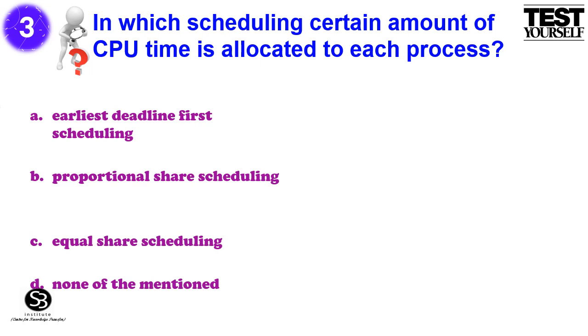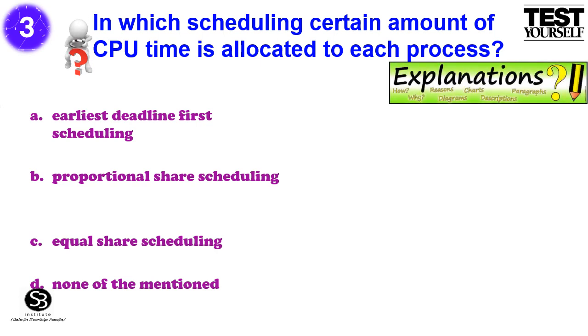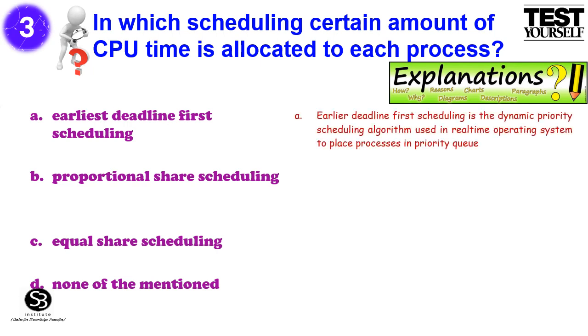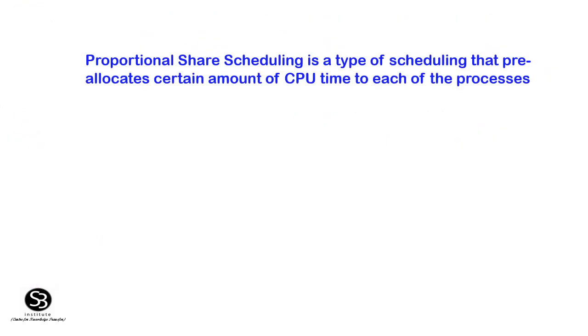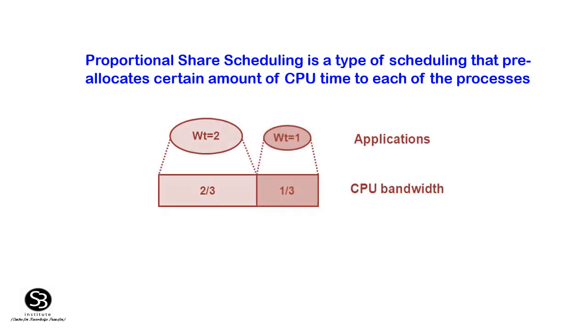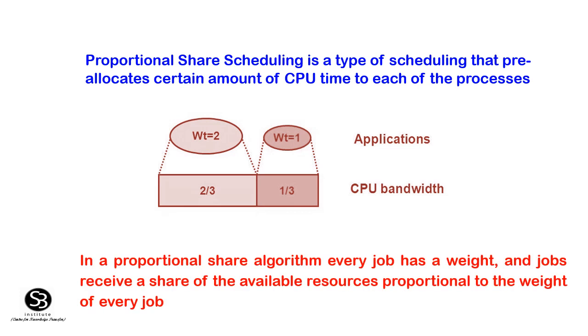Here are the explanations. Option A, earliest deadline first scheduling. Earliest deadline first scheduling is a dynamic priority scheduling algorithm used in real-time operating systems to place processes in a priority queue. Option B, proportional share scheduling. Proportional share scheduling is a type of scheduling that pre-allocates a certain amount of CPU time to each of the processes. In a proportional share algorithm, every job has a weight and jobs receive a share of the available resources proportional to the weight of every job.